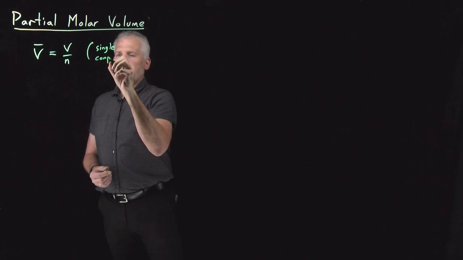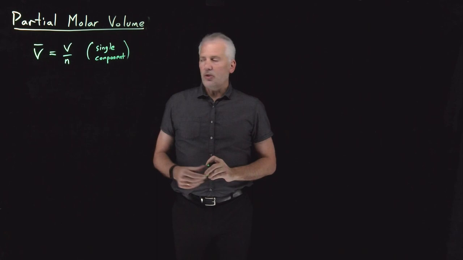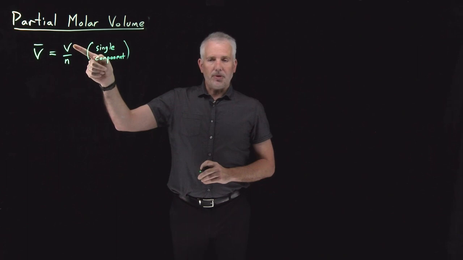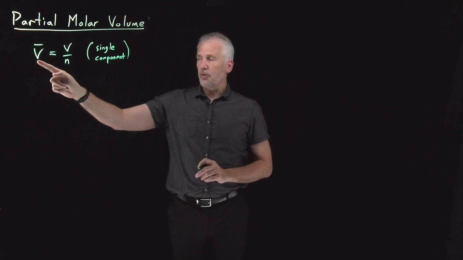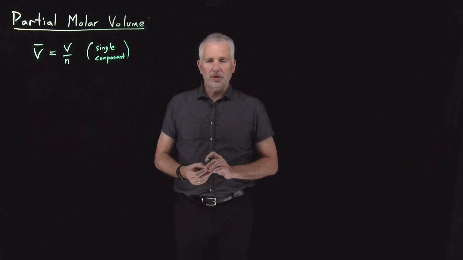Molar volume is just volume divided by moles, and that's a way of getting an intensive property out of two extensive properties. So the volume is proportional to how much material we have, the moles are proportional to how much material we have. If I take the ratio of those two, I get this intensive molar volume. That concept gets more complicated for solutions for a couple of reasons, some obvious and some more surprising.